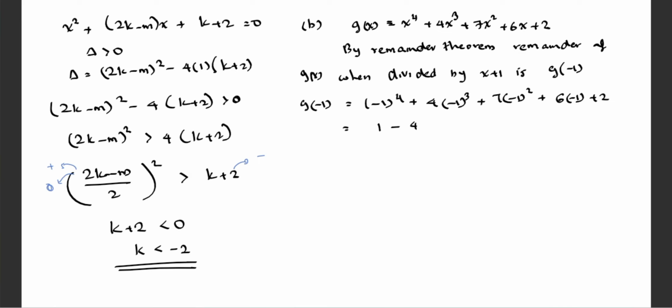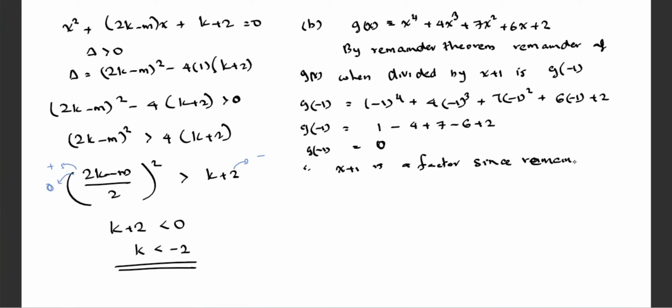1 minus 4 plus 7 minus 6 plus 2. Here you will get 7, 8, 9, 10 minus 10, 0. So g(minus 1) is 0, therefore x plus 1 is a factor, since the remainder is 0. So now you can use long division.